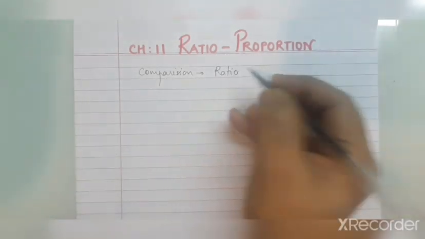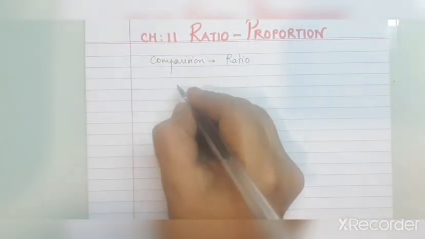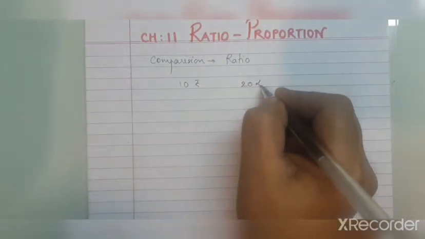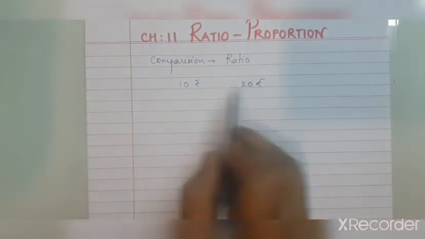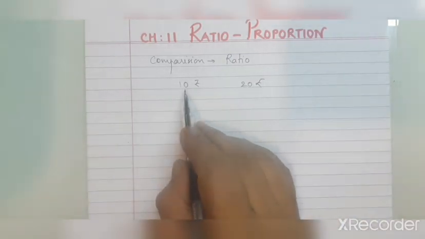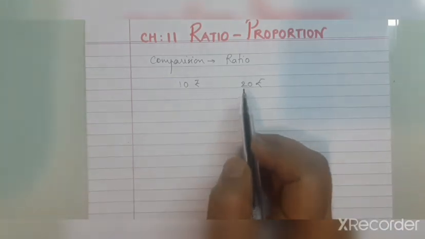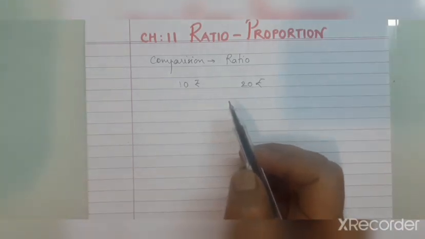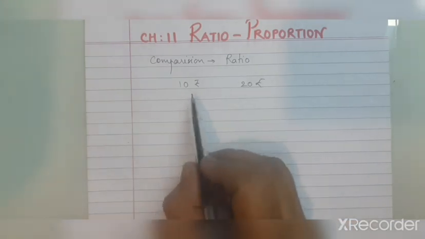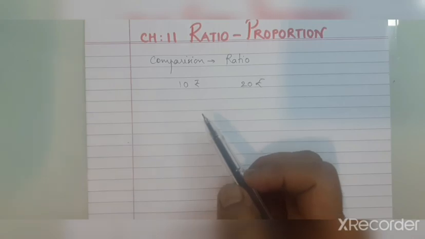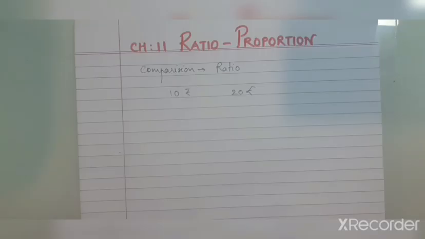For example, if I say that I have 10 rupees, and my friend has 20 rupees. So now we are comparing here. When I compare, I will say that my friend has double what I have, because I have 10 and its double is 20. So my friend has double the amount I have. Or the other way, I have half the amount my friend has.